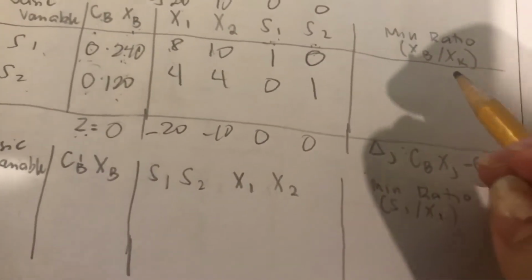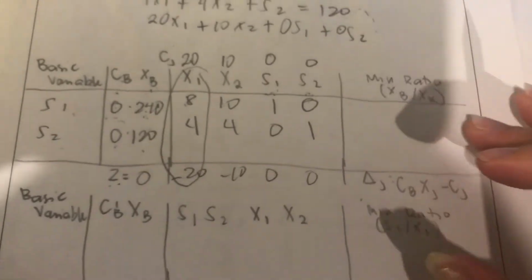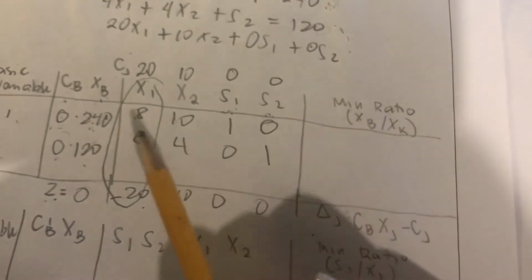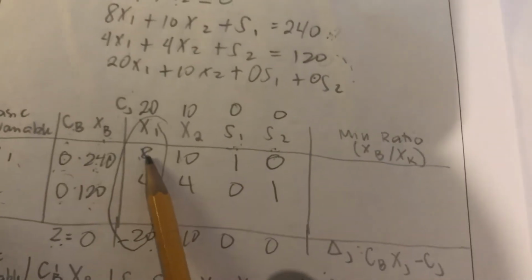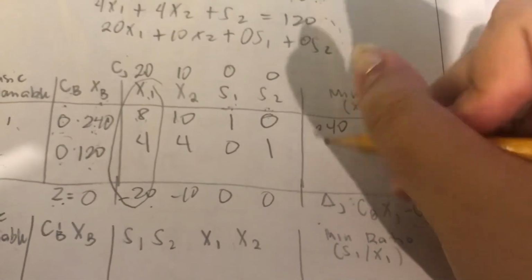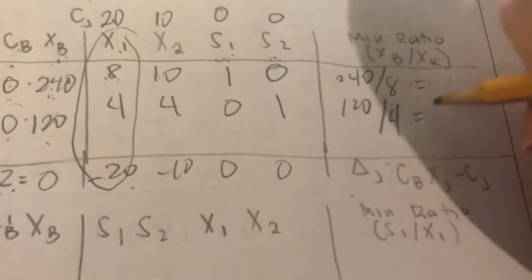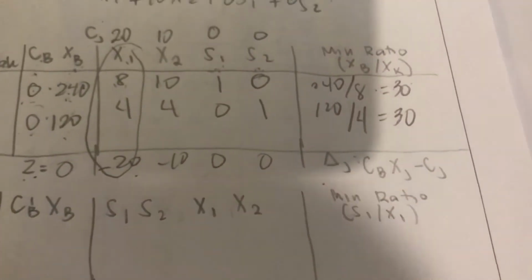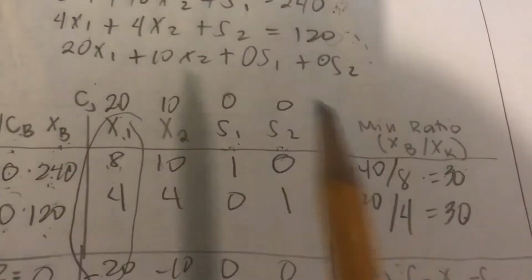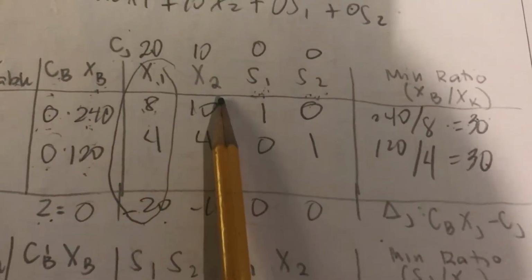For the pivot column, it will be the smallest value of the delta J. So this is the pivot column. So we need to divide the XB by x sub 1. So 240 divided by 8, 120 divided by 4. This will be equal to 30. So with this, we need to swap the slack variable with x sub 1.